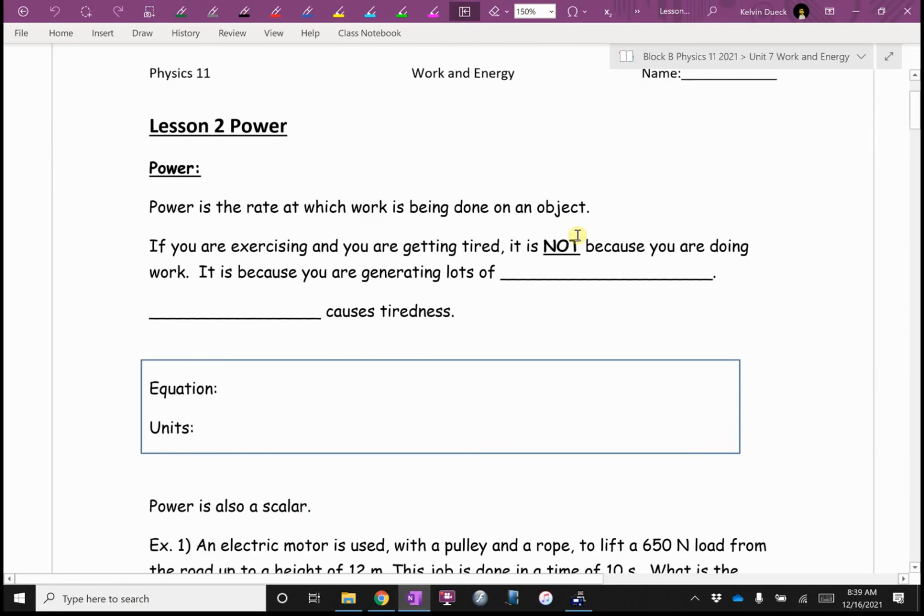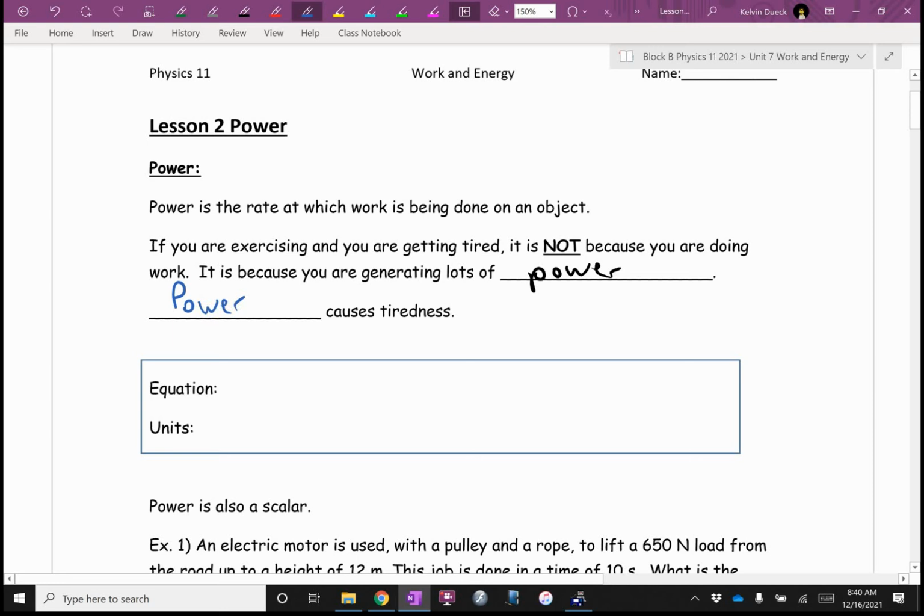Power. Power is defined as the rate at which work is being done on an object. It's defined as how fast you're doing the work. If you're exercising and you're getting tired, it's not because you're doing work. It's because you're generating lots of power. For what it's worth, power is what causes tiredness, not work.